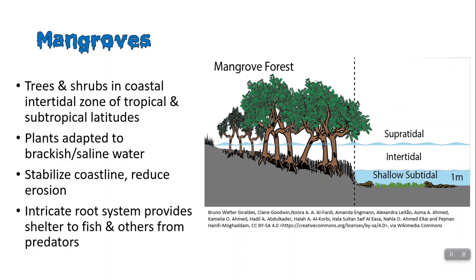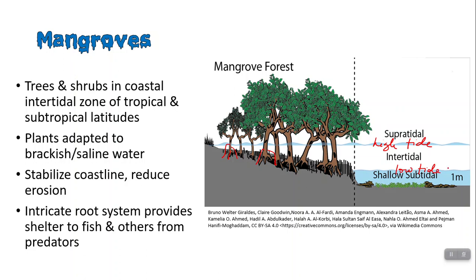And they also have these really complicated series of roots. So their roots kind of look like they're out on stilts. And so they'll be exposed some of the time. Notice there's an intertidal zone here. So at high tide, they may be completely submerged, the roots at least. And at low tide, they'll be exposed to the air.